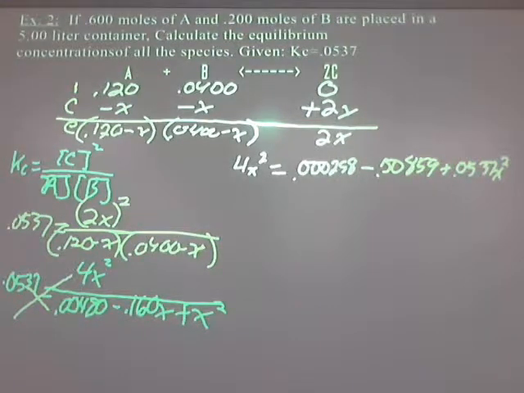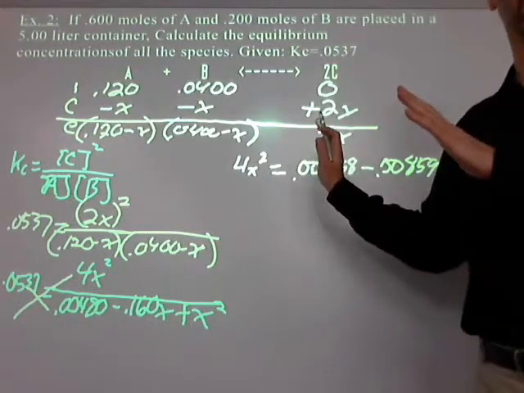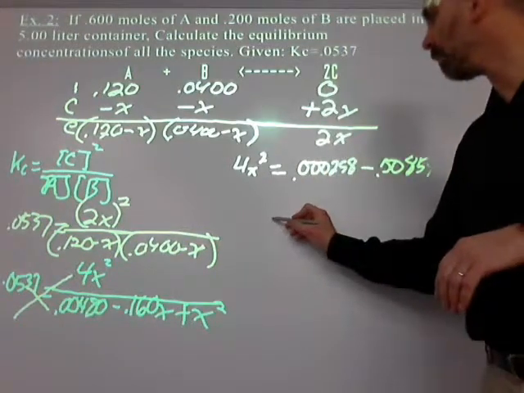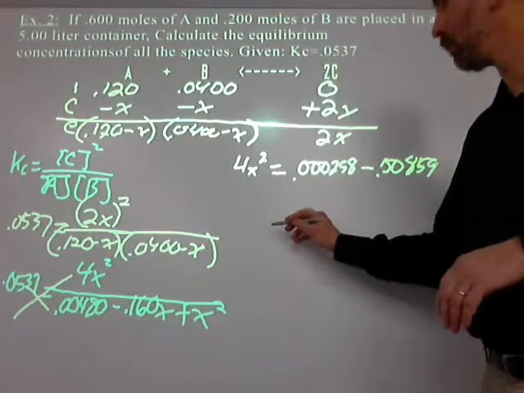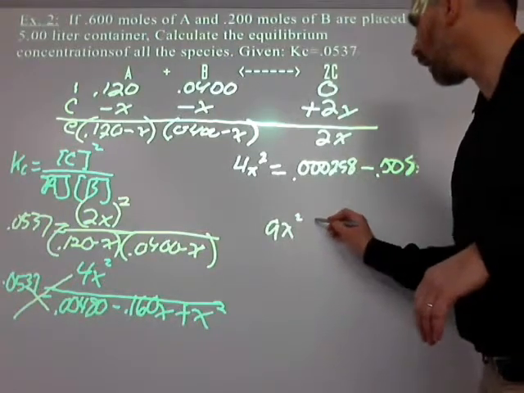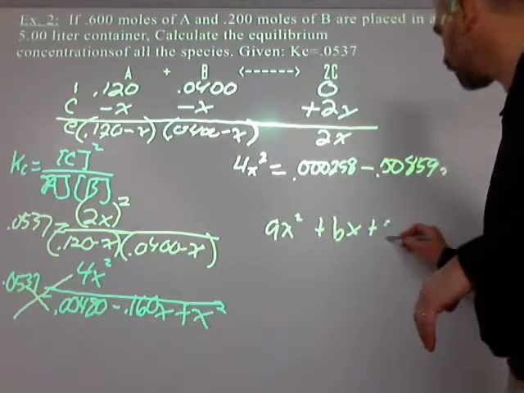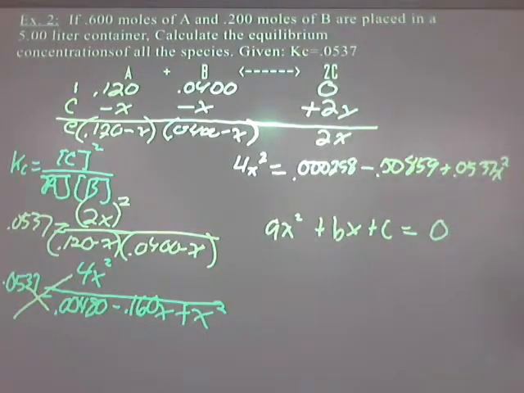Now, I'm almost there. I want to get this into the form of a quadratic equation. A quadratic equation's form looks like this: ax squared plus bx plus c equals 0. Remember that? Don't write that down yet. Now, I'm behind right now. How far behind? I'm going as slow as I possibly can.